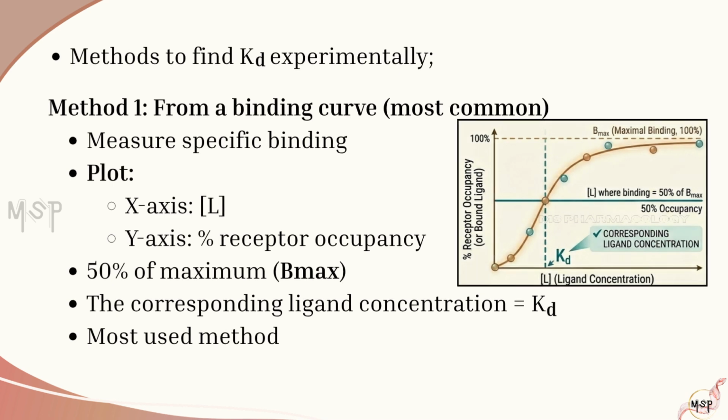So, how do we actually find the dissociation constant in the lab? There are two main methods. Binding curve method: we measure how much a drug binds at different concentrations. Then we plot a graph, with drug concentration on the x-axis and receptor occupancy on the y-axis. From this curve, we simply locate the point where binding is 50% of the maximum, Bmax. The corresponding concentration is your dissociation constant.